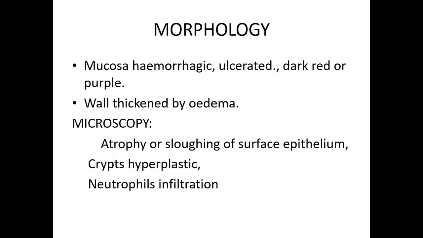So, morphology of the intestine in infarction. The mucosa is hemorrhagic, ulcerated, and dark red or purple in color. The wall is thickened by edema fluid, which will be present in the mucosa, submucosa, and muscularis. Under the microscope, there is atrophy or sloughing of the surface epithelium, the crypts are hyperplastic, and there is neutrophilic infiltration.